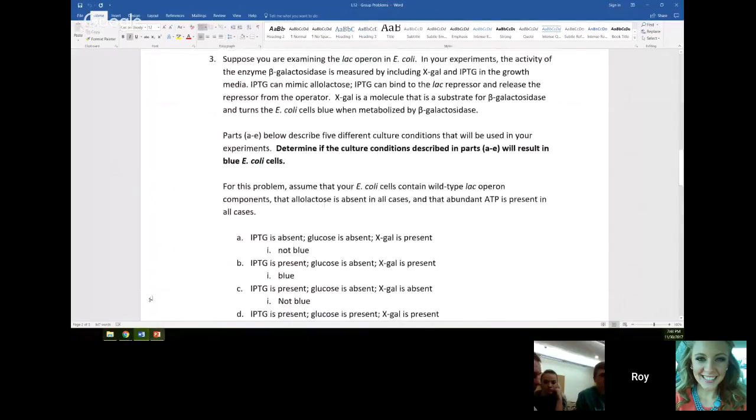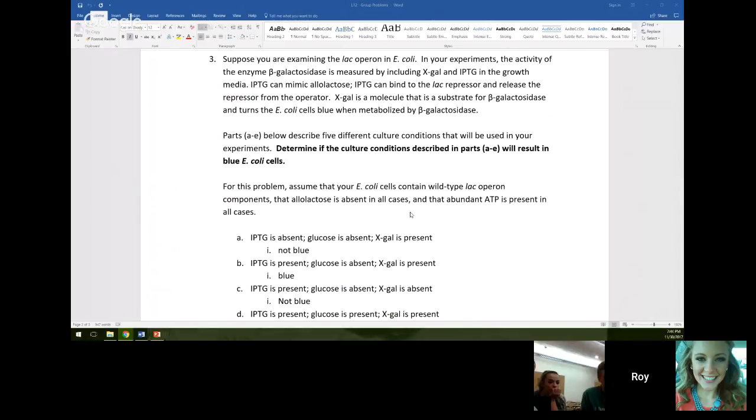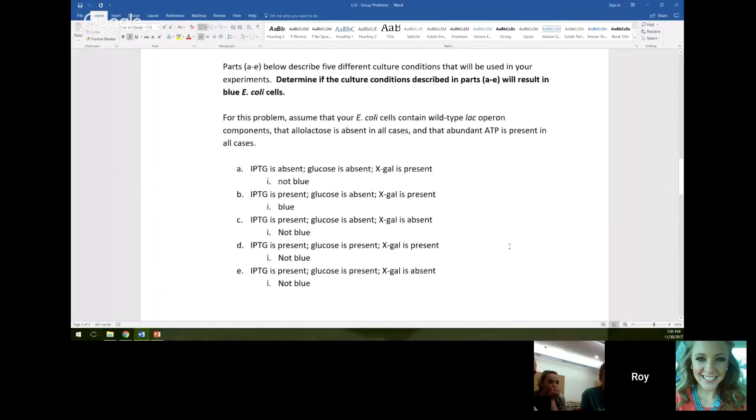All right, so I have number 3. It's about whether, depending on if IPTG or glucose and X-gal are absent or present in the cell, they will cause the X-gal to be metabolized, making the E. coli cell blue. In the first one, the lac operon will not be expressed because IPTG is absent, and that is similar to allolactose. So there will be no transcription, and there will be no beta-galactosidase to then metabolize the X-gal. So the cell won't be blue.